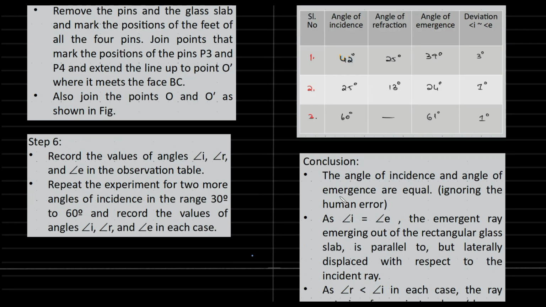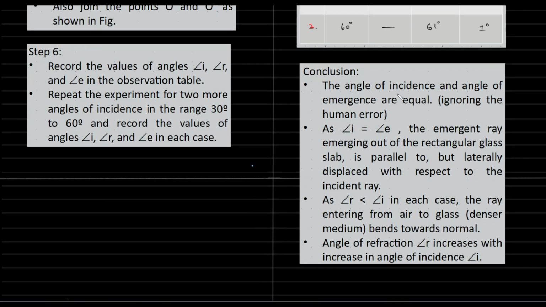So what can we conclude from all of this? The angle of incidence and the angle of emergence are equal, ignoring the human error, right? They're approximately equal. As angle of incidence is equal to angle of emergence, the emergent ray, emerging out of the rectangular glass slab, is parallel but laterally displaced with respect to the incident ray. This is what the whole idea is about. This is what we have to observe.